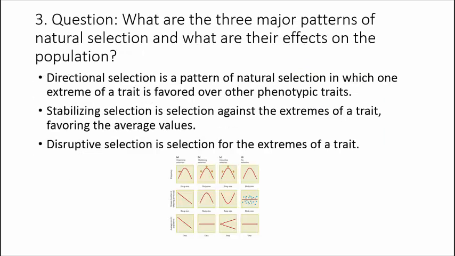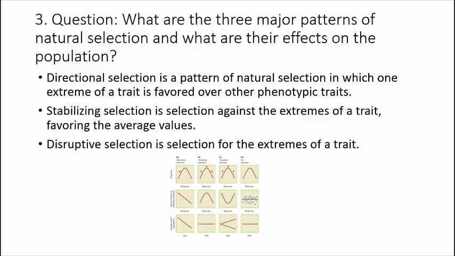Question: what are the three major patterns of natural selection and what are their effects on the population? Directional selection is a pattern of natural selection in which one extreme of a trait is favored over other phenotypic traits. This selection causes allele frequencies to shift in one direction. The favored trait and its allele increase in frequency over time, while the non-favored trait and their alleles decrease in frequency.